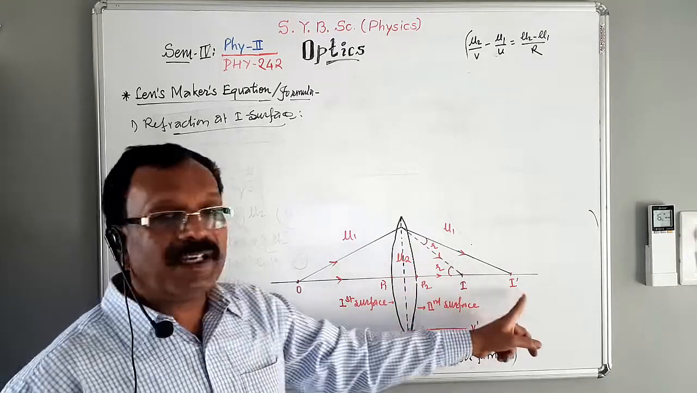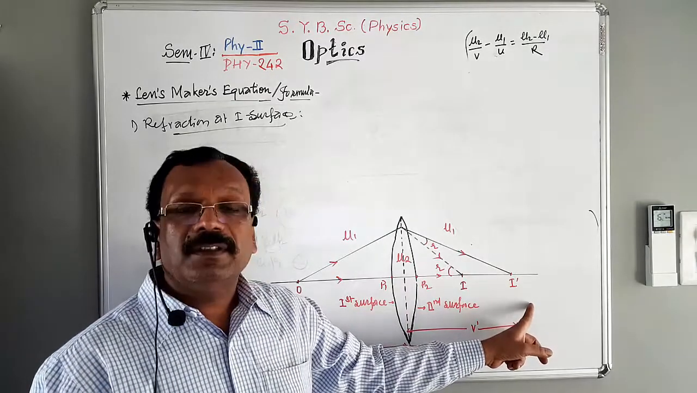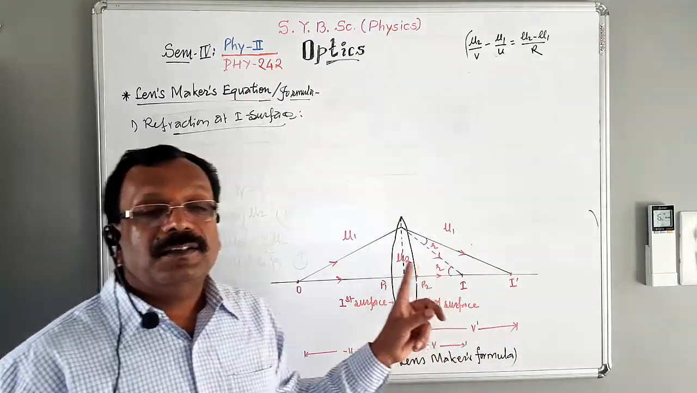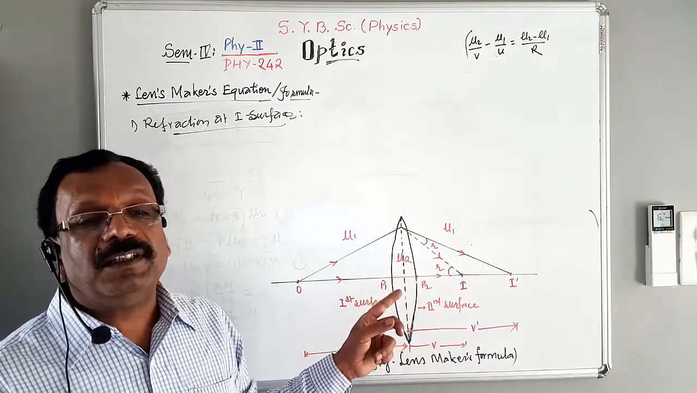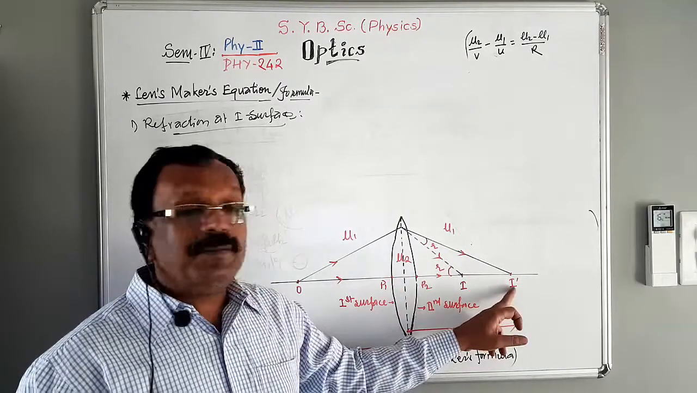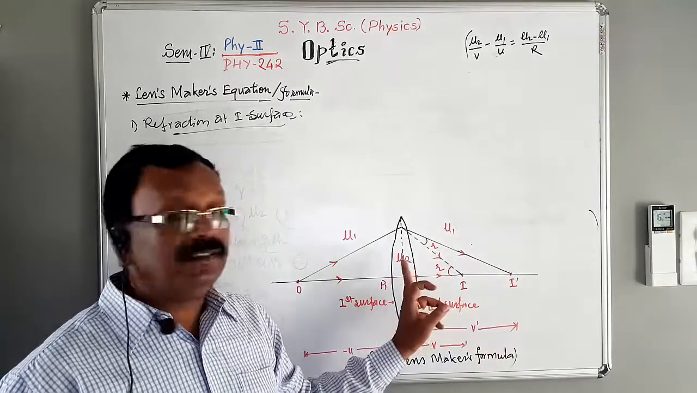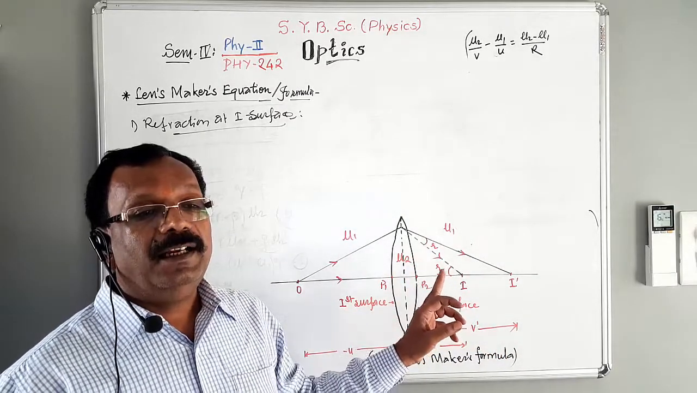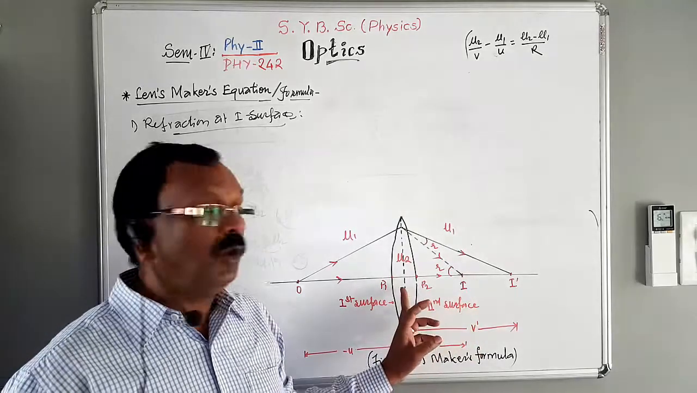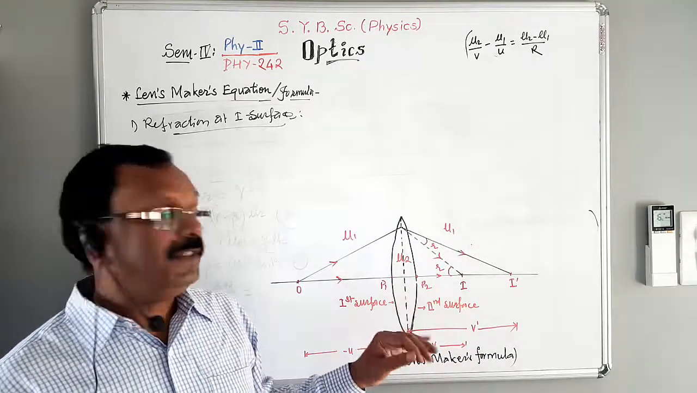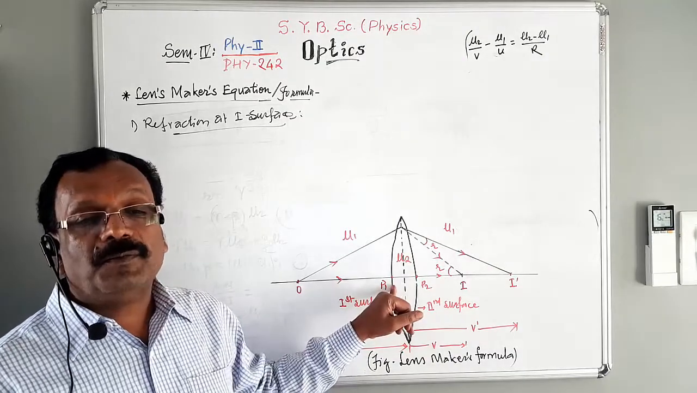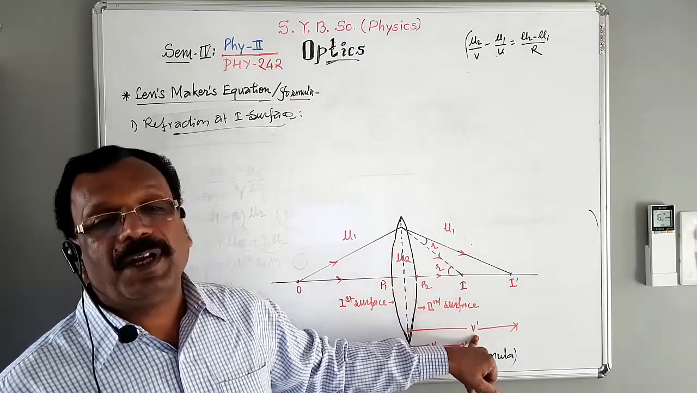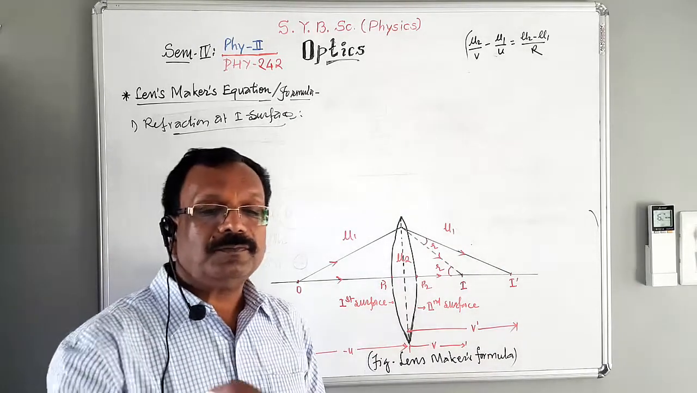Here the image is formed at I prime. If the second surface were absent, the image I prime is formed by the refraction at the first surface, and let its distance from the pole P1 of the first surface be equal to V prime.